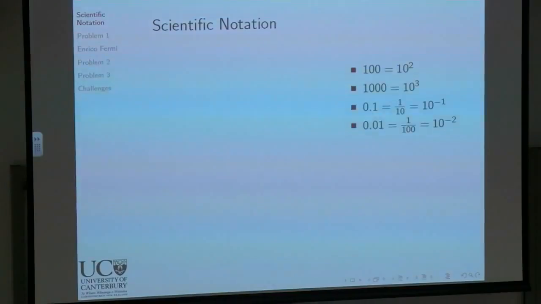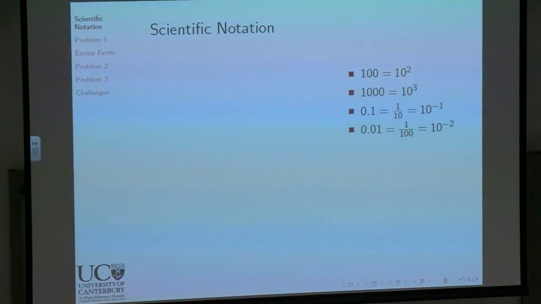This works for numbers when we're dividing by powers of 10 as well. So 0.1, which is 1 divided by 10, is 10 to the minus 1. And 0.01 is 1 over 100, which is 10 to the minus 2. And just so that we all agree on this, 1 is the same as 10 to the 0.